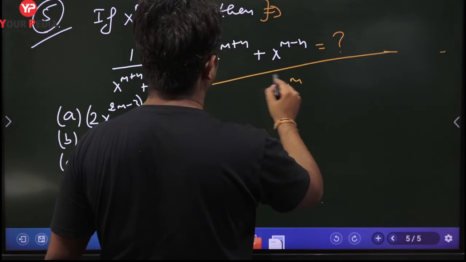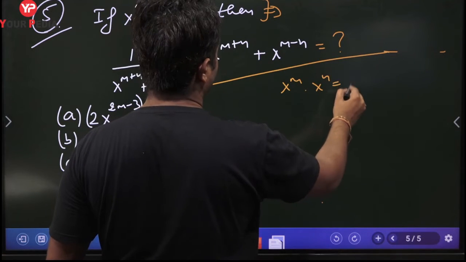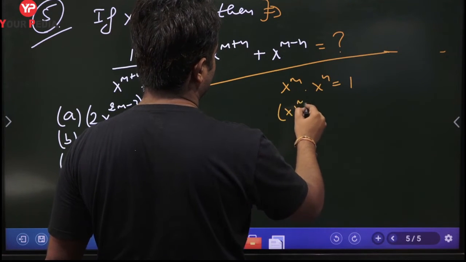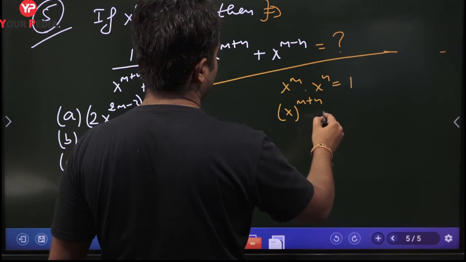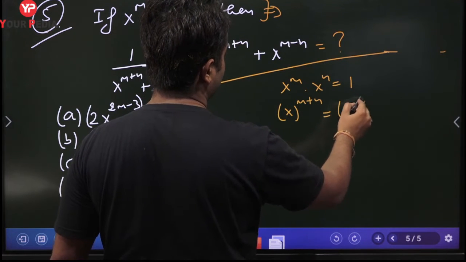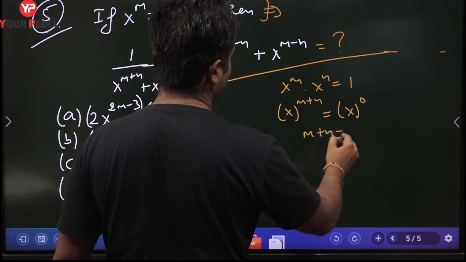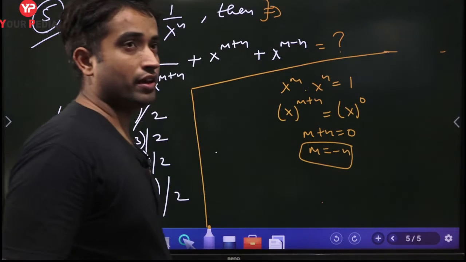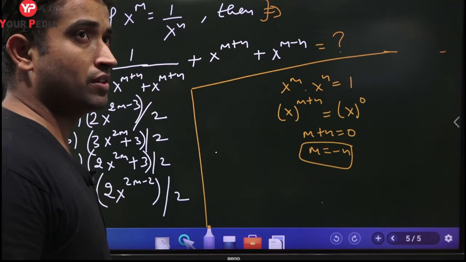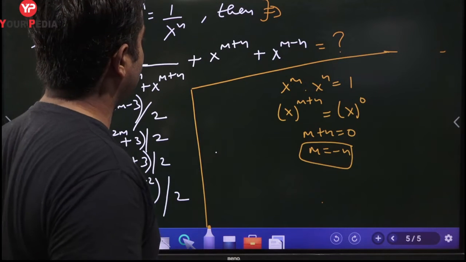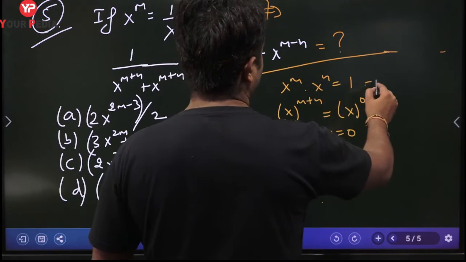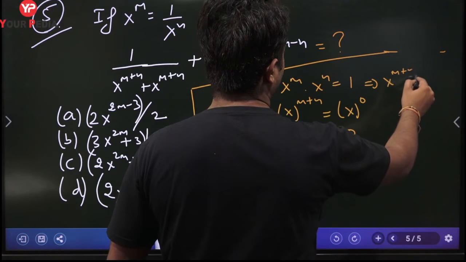x raised to power m into x power n is equal to 1. Bases same, powers will add. Beech mein multiplication sign, 1 is nothing. So that is x raised to power 0. m plus n is equal to 0. m is equal to minus n. m minus n ban jayega. Yes or no? So x raised to power m plus n, actual its value is 1.